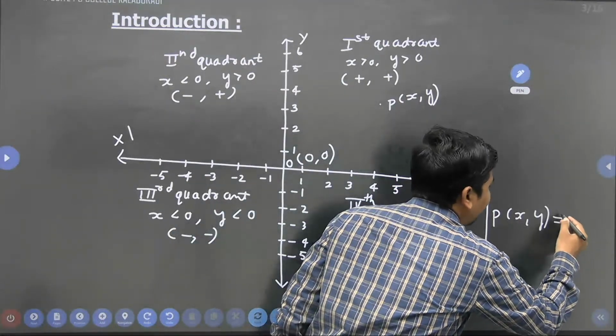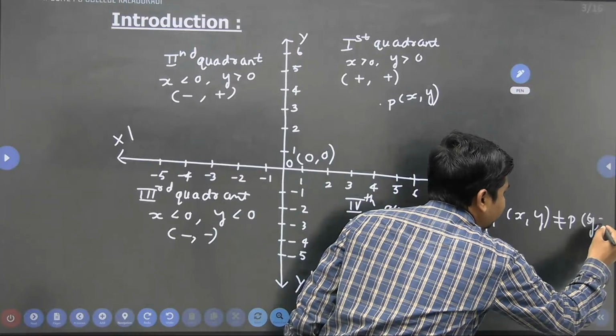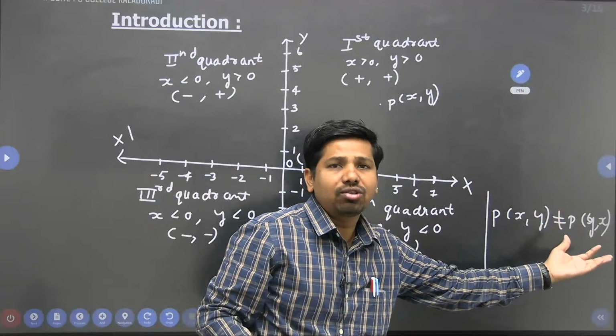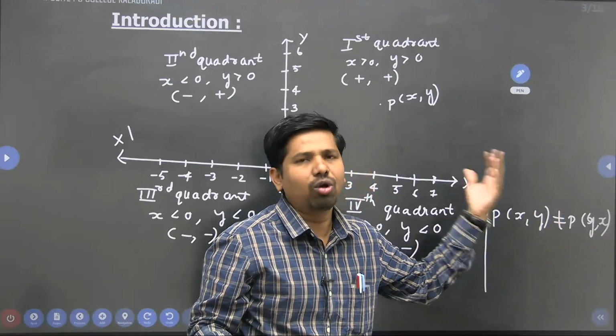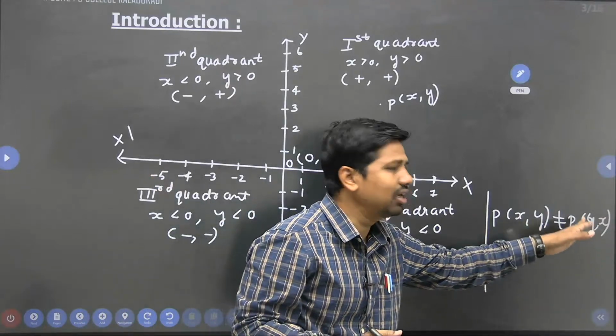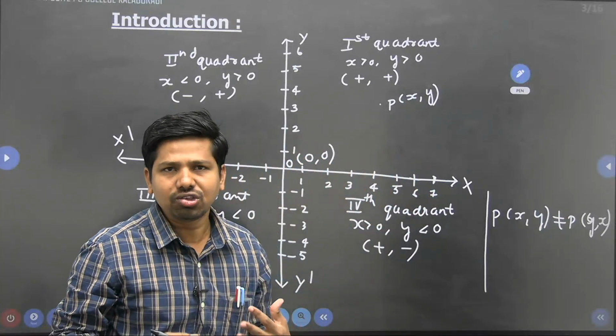P of x comma y is not equal to P of y comma x, right? Because x comma y represents a different point, and y comma x also represents a different point. So always write the x coordinate first, then the y coordinate. Even if you write y comma x, that is a different point. They are not equal points. These two represent two distinct points.